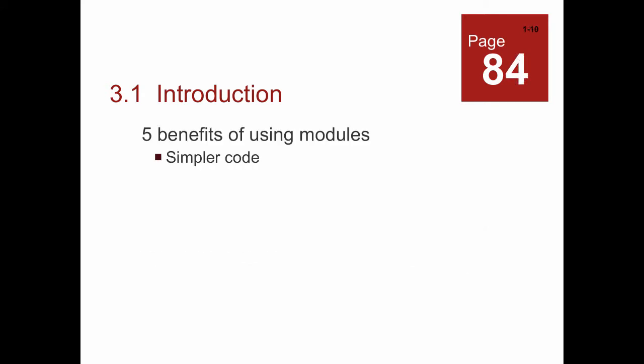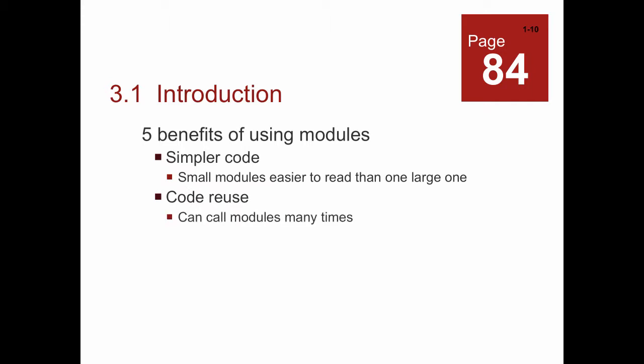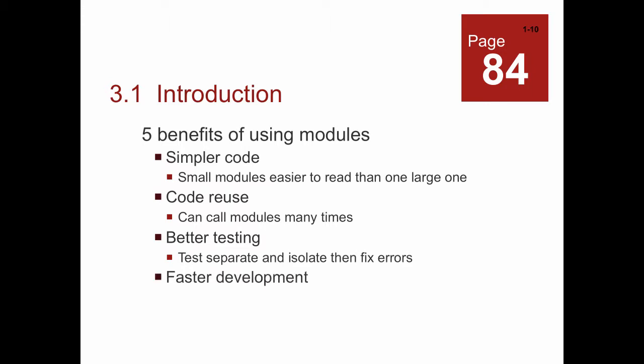First of all, it's much simpler code because you don't have to worry about as much that is going on. For example, smaller modules are easier to read. You can reuse the code. You can reuse those modules over and over again as many times as you'd like within the program and with other programs. It makes for much better testing because you can isolate and fix the problem. The development is much faster. The development itself used to take years. Now it takes months because we reuse common tasks from other programs.